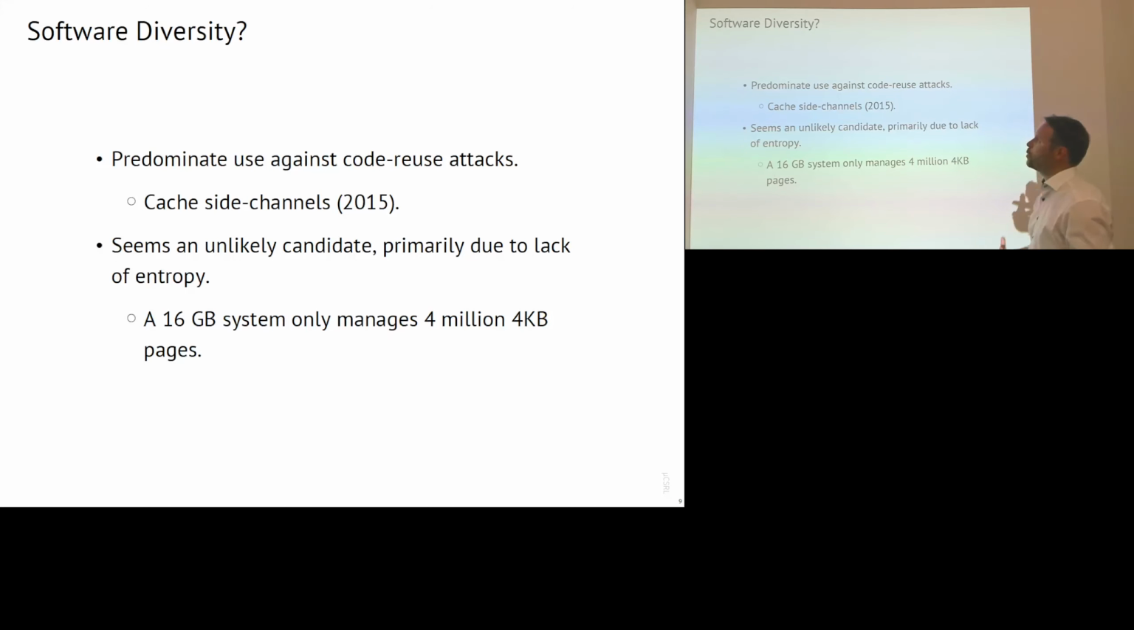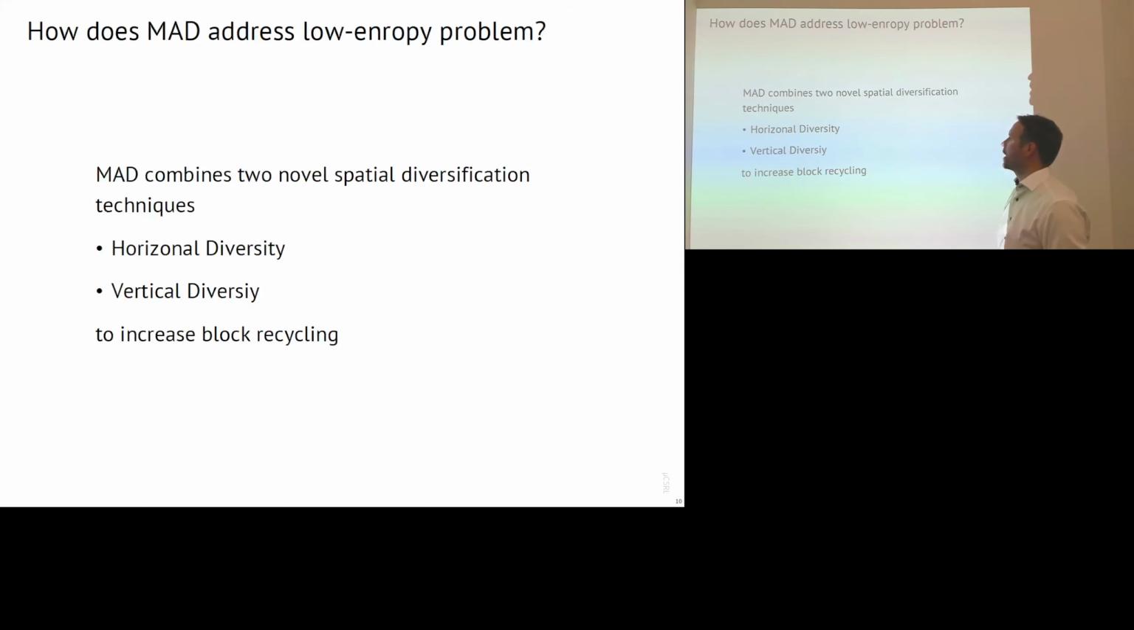Now on to diversity. Why are we talking about diversity in this space? The predominant use of diversity is against code reuse attacks. There have been other domains like cache side channels, in the paper that we wrote in 2015 that explores how this works in the cache side channel domain. And whenever we talk to other people about this defense, usually what comes up is, how can this be efficient? The memory subsystem is a low entropy domain. How can diversity be successful in that space? In order to illustrate this point, keep in mind that, for instance, in a 16 gigabyte system, there are only 4 million 4 kilobyte pages, and 4 million for a brute force attack is actually not that much.